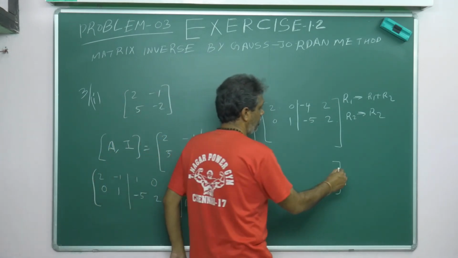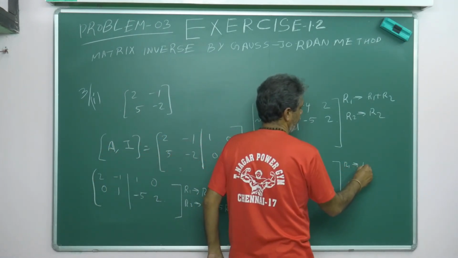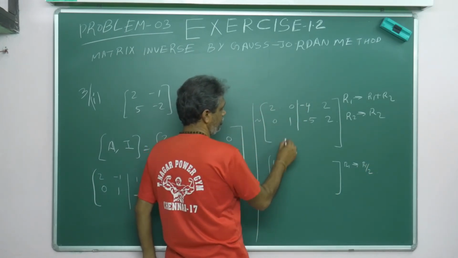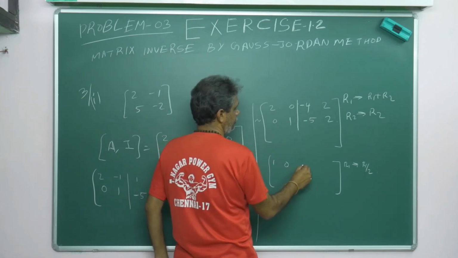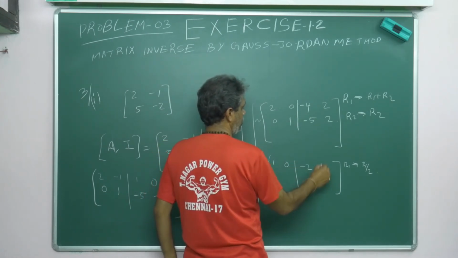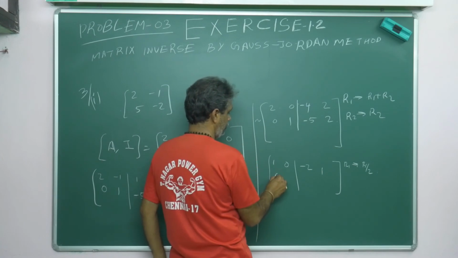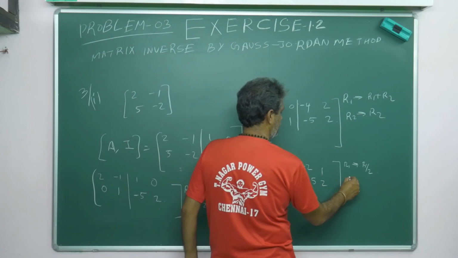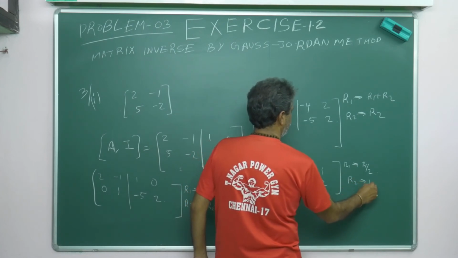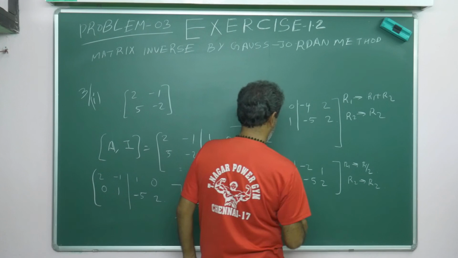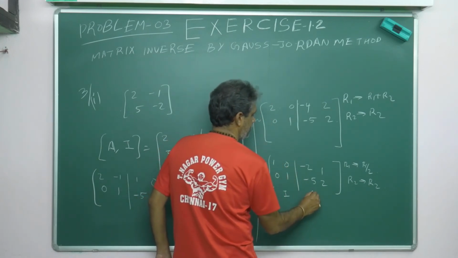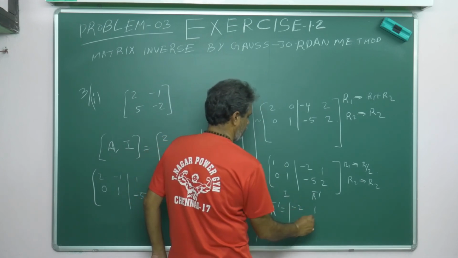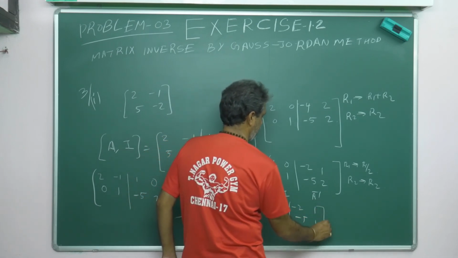Now R1 gives R1 by 2. So 1, 0 by 2, 0. Minus 4 by 2 is minus 2. 2 by 2 is 1. R2 gives R2 only: 0, 1, minus 5, 2. Now this is I, and this is A inverse. So A inverse is equal to minus 2, 1, minus 5, 2.